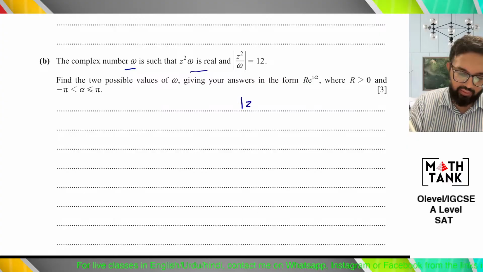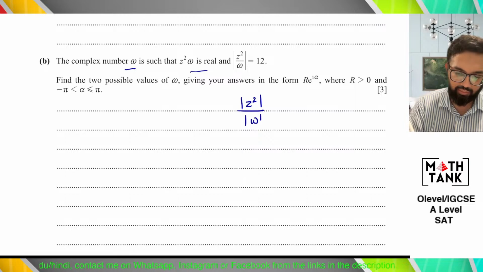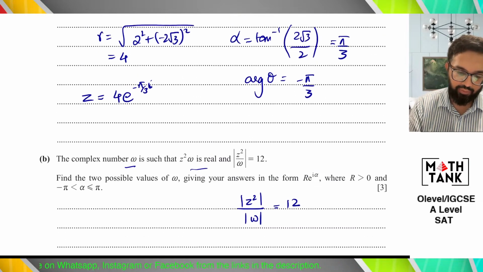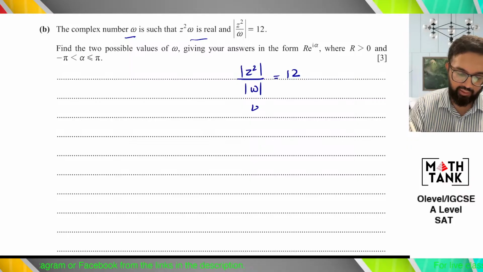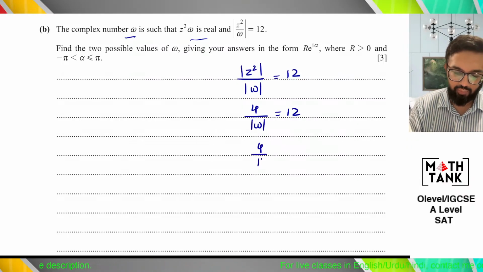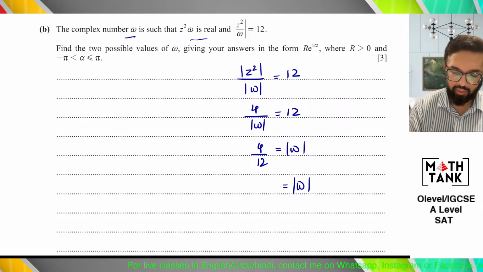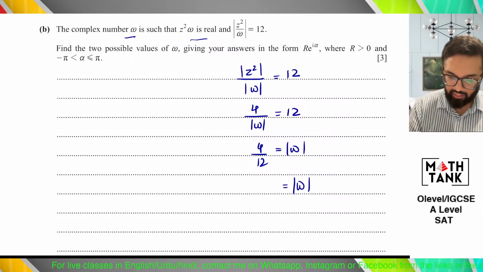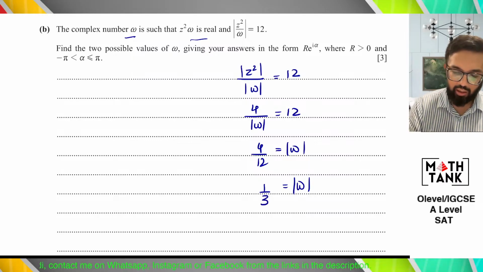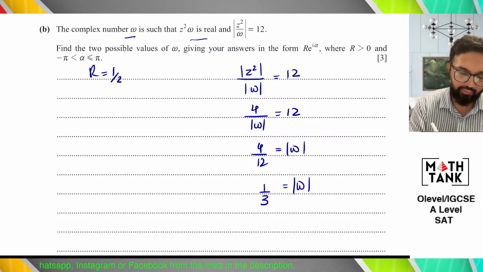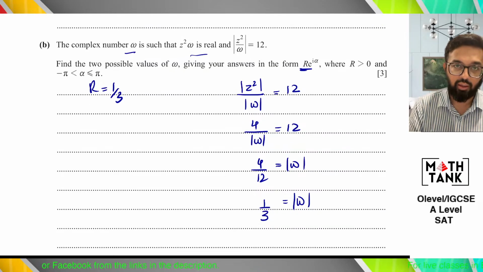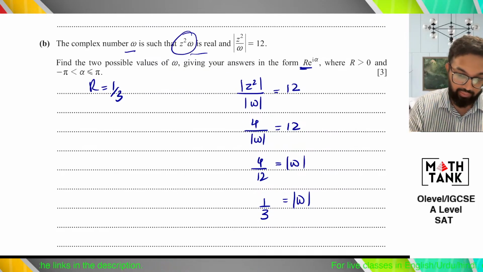So when I say this, it means that the modulus of z square divided by the modulus of w equals 12. Now the modulus of z square is 4, which means the modulus of w should be 1/3. So r should be 1/3. Now z square into w is real.